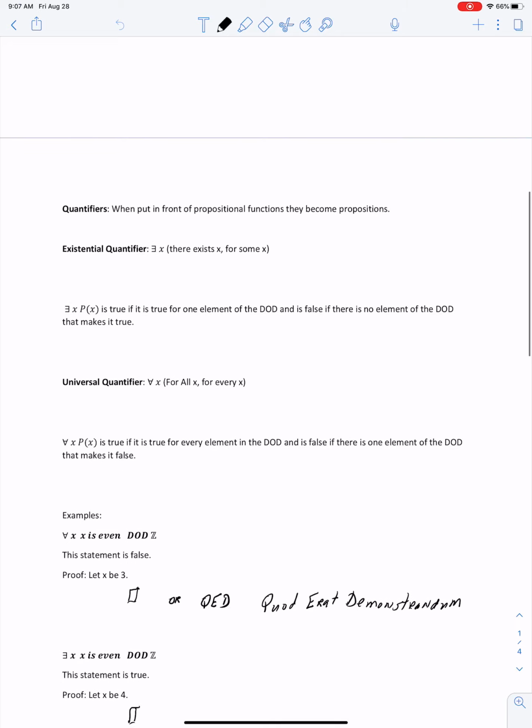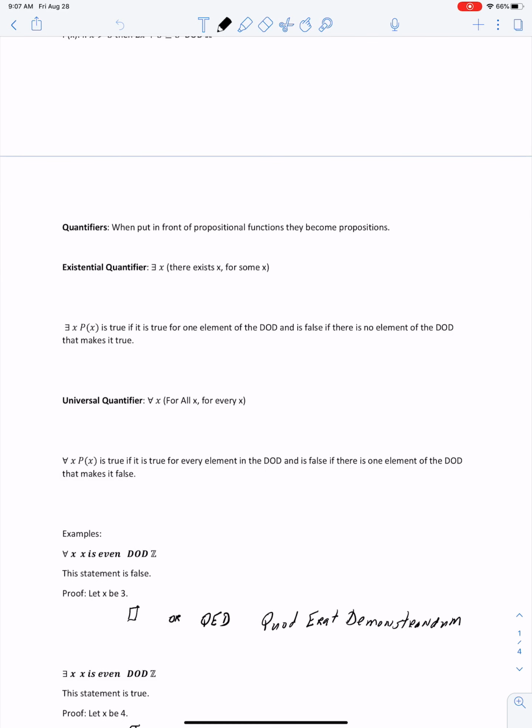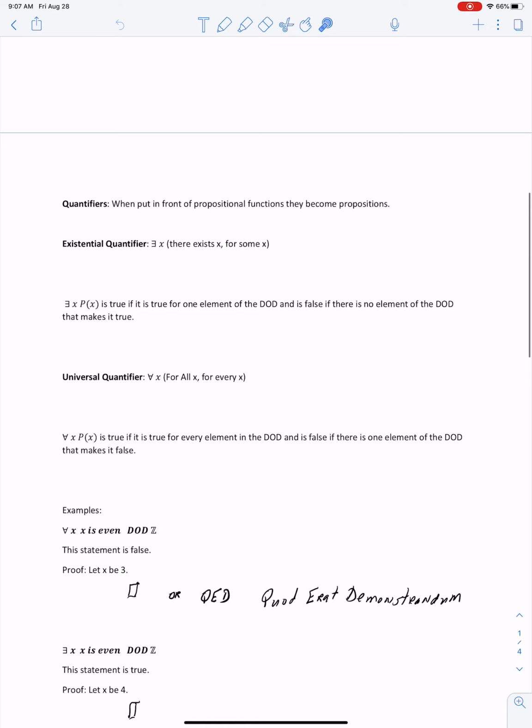So now I want to talk about quantifiers. A quantifier is something that goes in front of a propositional function and it actually turns it into a proposition. Remember, propositional functions in and of themselves are not propositions, but when you put a quantifier in front of it, they become a proposition.